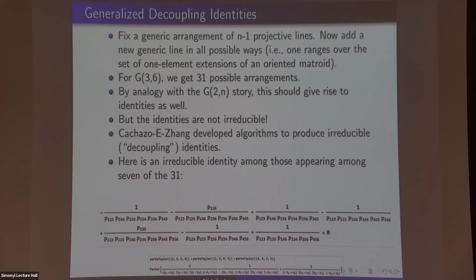Well, it turns out we get 31 possible tiles. In the language of oriented matroids, it says that there are 31 one-element extensions of an oriented matroid with n equals 5. So these identities are no longer irreducible, right? So we had P12345, 21345. That was realizable. But all the extensions? Yes. All of them are realizable in this case.